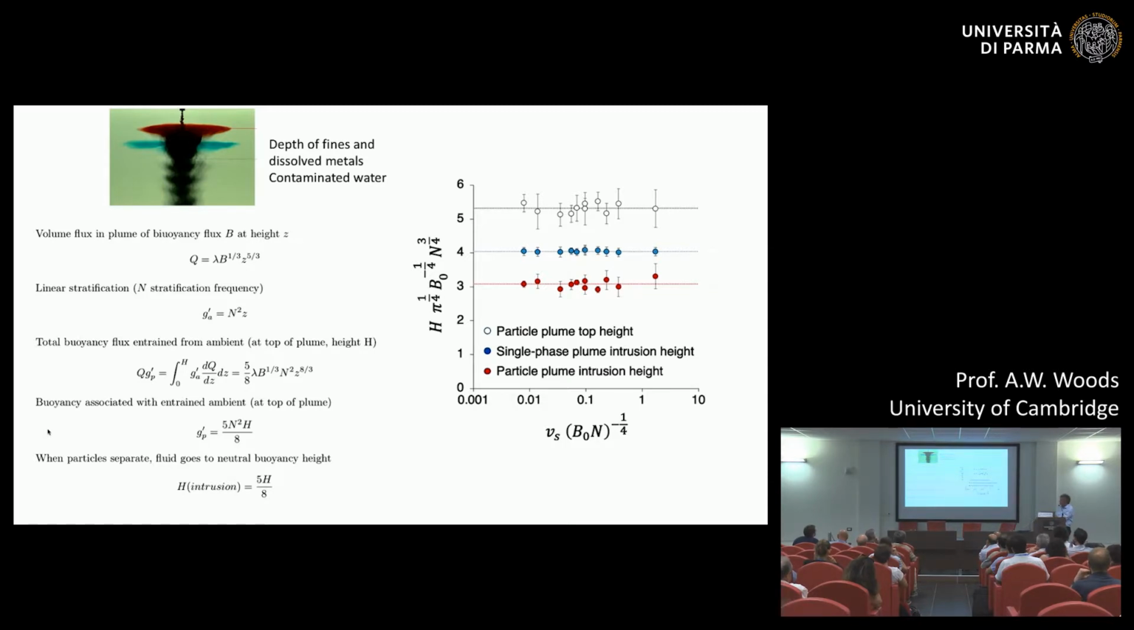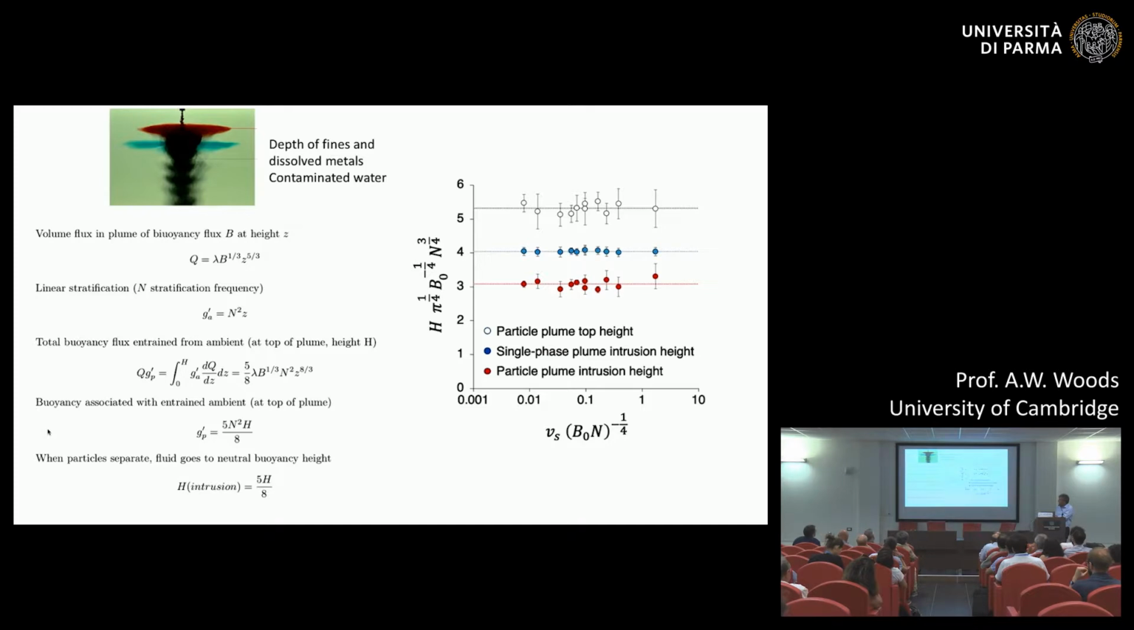And when we do that, we get this number 5/8 appearing because of the 5/3. So we get this expression here for the total amount of salt. So the buoyancy that's associated with this entrained fluid is approximately equal to 5/8 of N squared H, where N is the Brunt-Väisälä frequency and H is the total height, which we saw before.